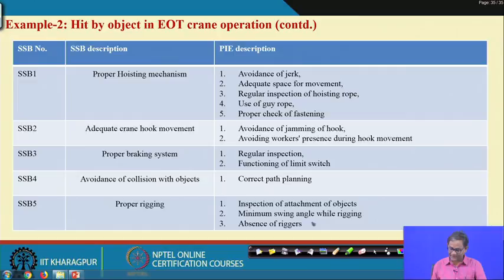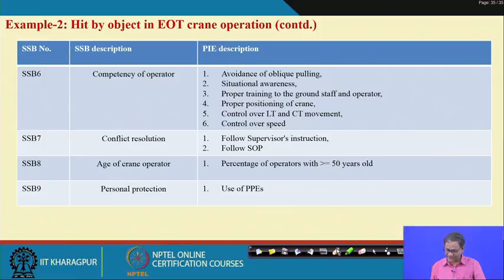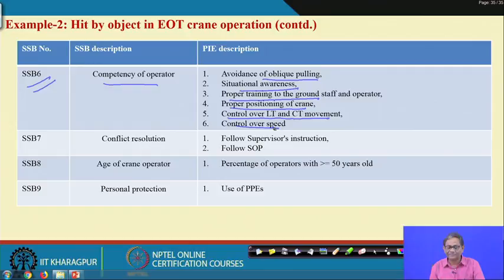Now, similarly, if you see SSB 6, competency of operator, what are those PIEs, probability influencing events? Avoidance of oblique pullings, situational awareness, proper training, proper positioning, control over LT, control over speed. So, all those competencies must be with the operator, and with the help of the supervisor and the riggers, he will ultimately make the transfer possible. So, that is very important.